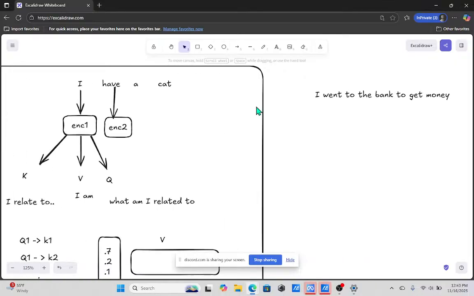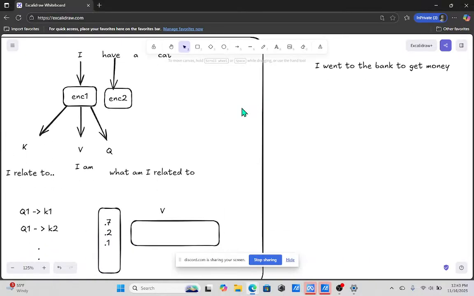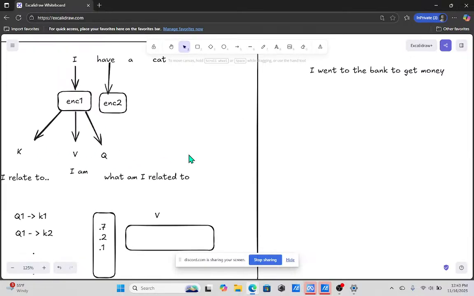Does anyone else have a different understanding about how the Q value, the query value and keys work? Because this is my understanding. It's basically splitting up the encoding into three questions, and each one is supposed to represent a different thing.